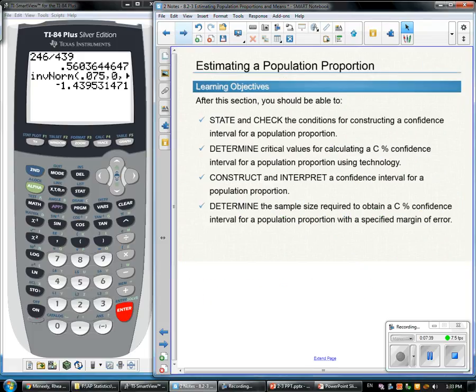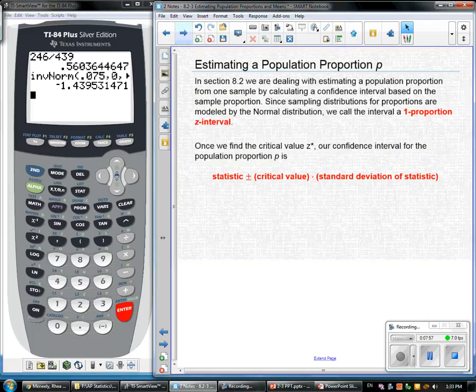Okay, so like I said, for today's lesson, we're going to continue with constructing confidence intervals for proportions to estimate a population proportion. We're also going to be able to determine the sample size required to obtain a certain level of confidence for a specified margin of error. And I'm also going to show you how to do this using your calculator.